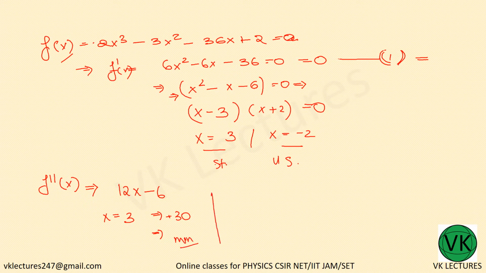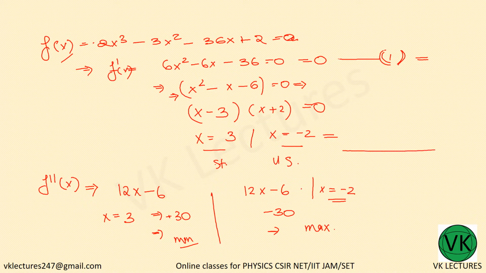Now we have another point, that is 12x minus 6 at x equal to minus 2. So that is minus 24 minus 6, that is minus 30. Okay, so this is what? Minus. So this is maxima. So at x equal to minus 2 you have maxima, and at x equal to 3 you have minima.